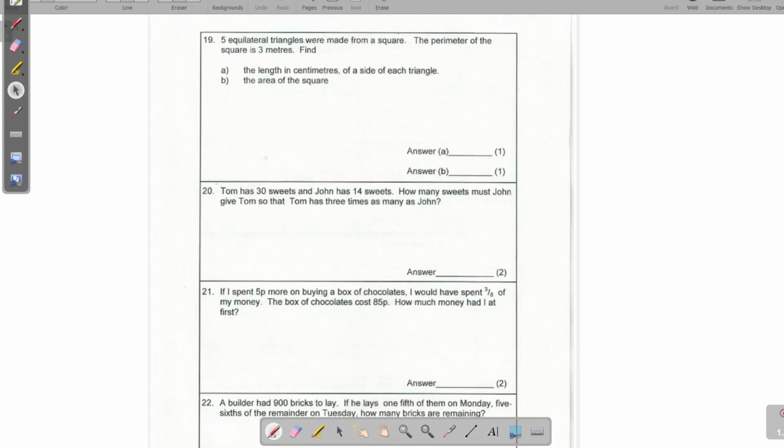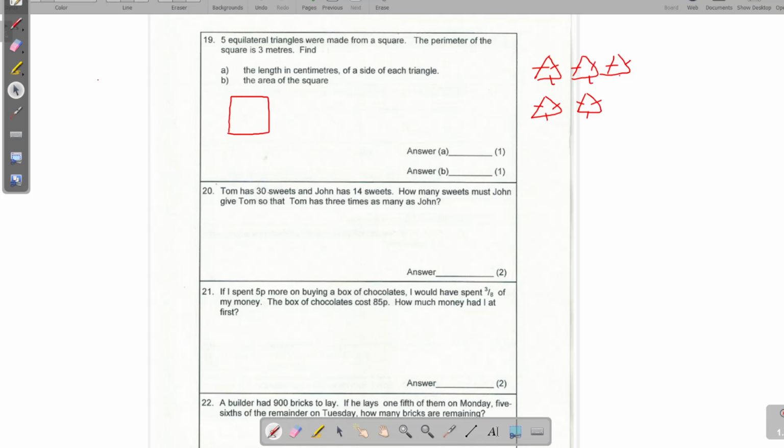Next page. Question 19. 5 equilateral triangles were made from a square. So we have a square, and you open this and you're making 5 equilateral triangles. Equilateral means all sides equal. Just mark it like that to show the equilateral. So the perimeter of the square is 3 meters.